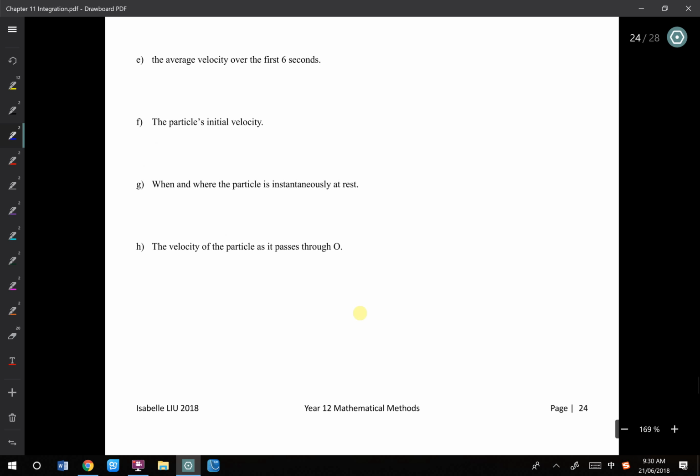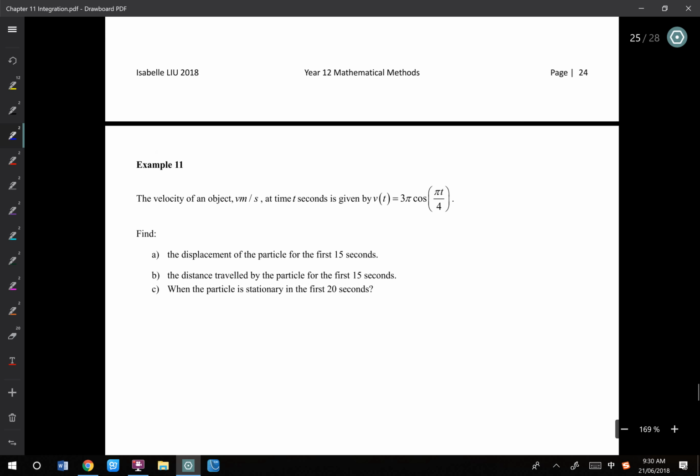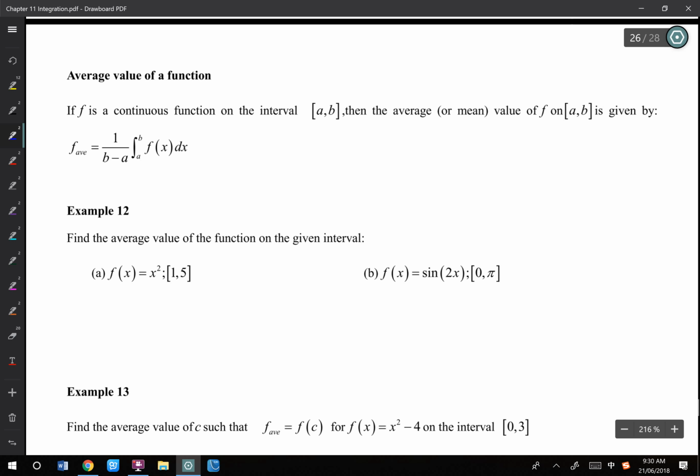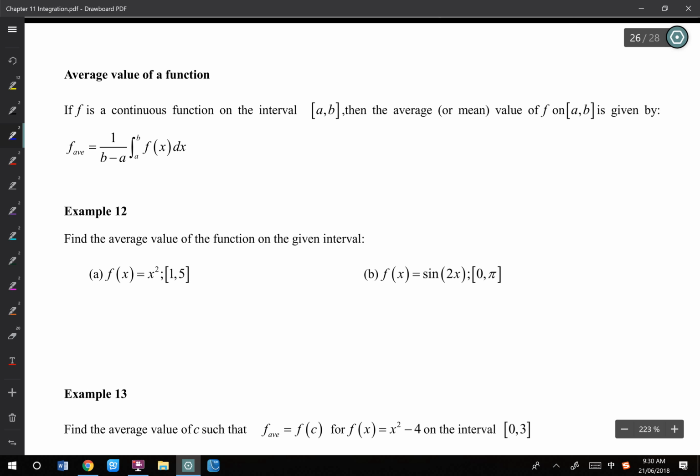Well, there's another thing we can talk about in motion. Example 11 is a really good one. So we'll talk about examples 10 and 11 tomorrow. But today, let's just start with the average value of a function. This is the last definition, a new definition in chapter 11.